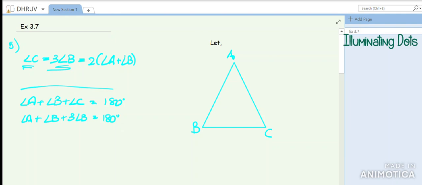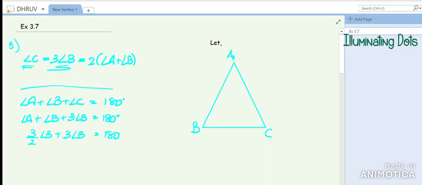Now instead of adding these two here, we know that 3 angle B is equal to twice of angle A plus angle B. So instead of writing it this way, I can write that 3 upon 2 angle B is equal to angle A plus angle B. So I have the value of A plus B as 3 upon 2 angle B. So I will write 3 upon 2 of angle B plus 3 angle B is equal to 180 degrees.